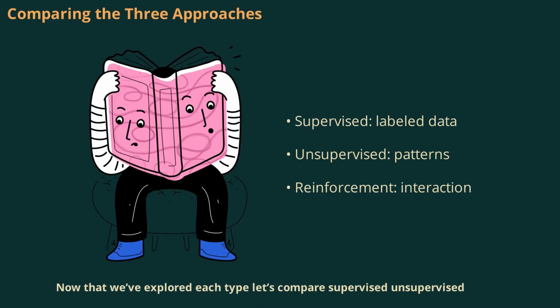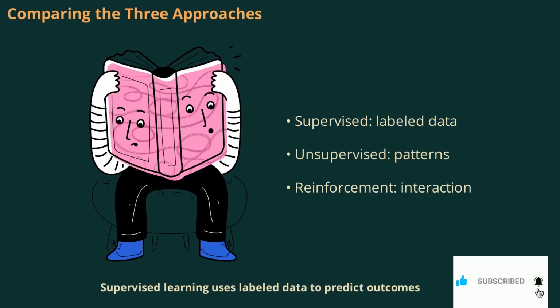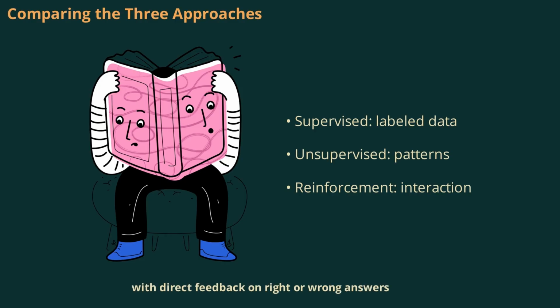Now that we've explored each type, let's compare supervised, unsupervised, and reinforcement learning side by side. Supervised learning uses labeled data to predict outcomes, with direct feedback on right or wrong answers. Unsupervised learning works with unlabeled data, discovering hidden patterns without feedback. Reinforcement learning doesn't start with data, it learns by interacting with its environment and receiving rewards or penalties. Each approach has a unique goal and process, making them suitable for different tasks.